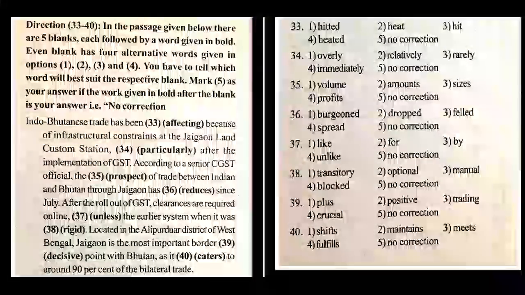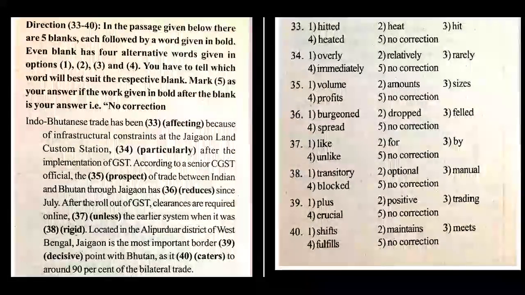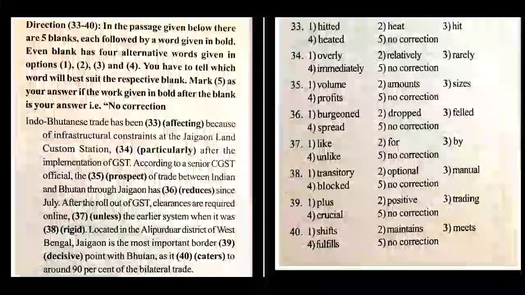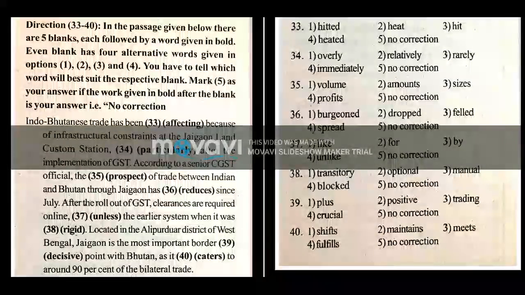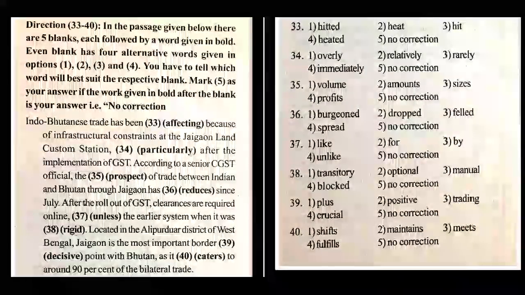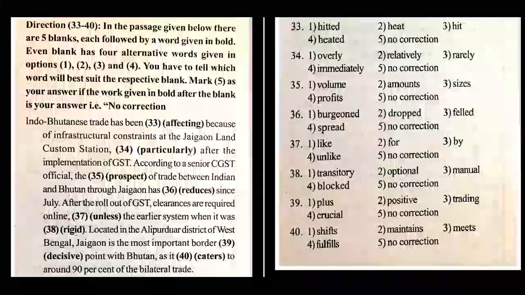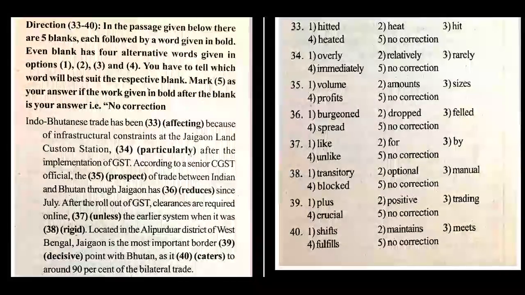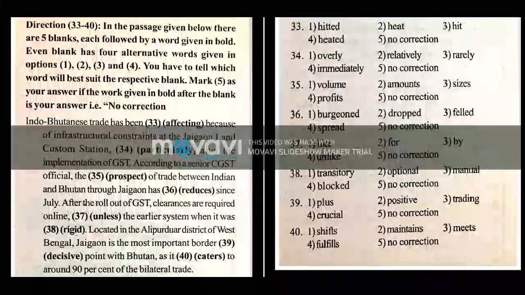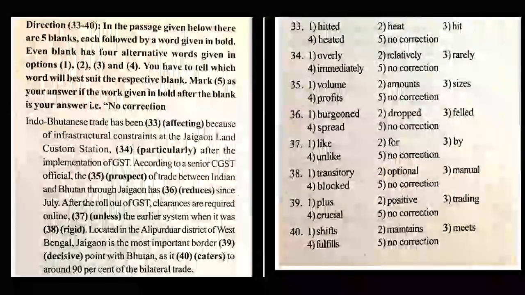According to a senior CGST official, according to the opinion of this official, the dash of trade between India and Bhutan through Jaigan. Okay, you can see that the same idea continues. The first sentence contains a negative idea, and the same idea will continue here as well. The CGST official feels that after the implementation of GST, the dash of trade between India and Bhutan through Jaigan.